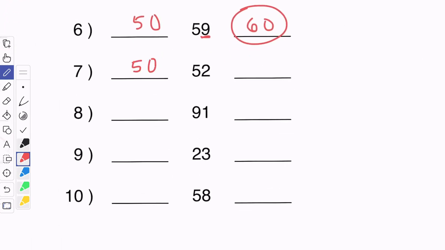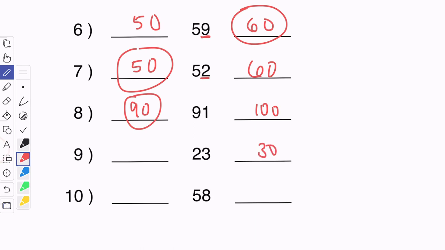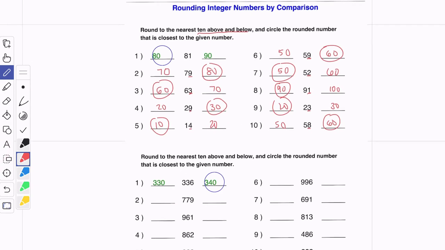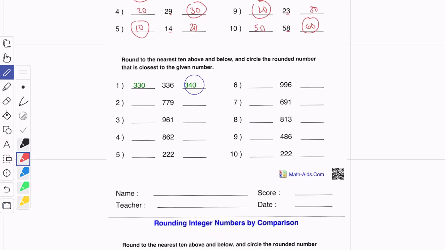52, we have 50 and 60. It's below 5, so it's much closer to 50. 91, we have 90 and 100. It's much closer to 90. 23, we have 30 and 20. It's closer to 20 because it's below 5. 58, it's above 5, the ones place. So 60 and 50, but it's closer to 60. And we're going to do the same thing.